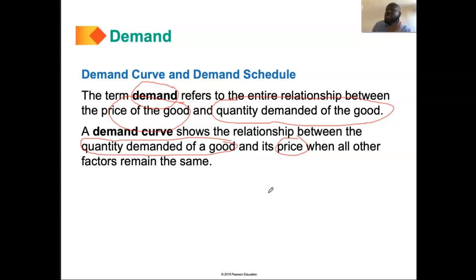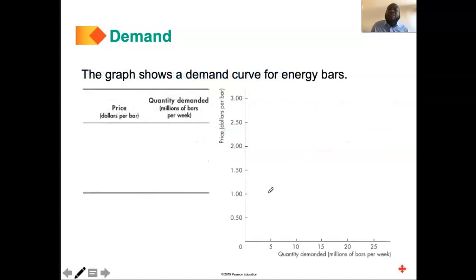From there, we can actually draw our demand curve, and in a way, we have an idea of how our demand curve is actually going to look like. So let's look at a market for energy bars. In this market for energy bars, remember, we're trying to find the demand curve, so we're looking at only the relationship between price and quantity demanded.